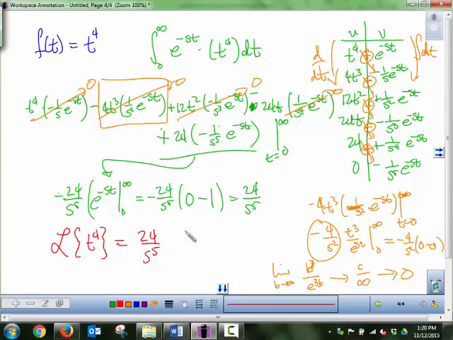Uh-oh, my s and my 5 are starting to look alike. S. 5.